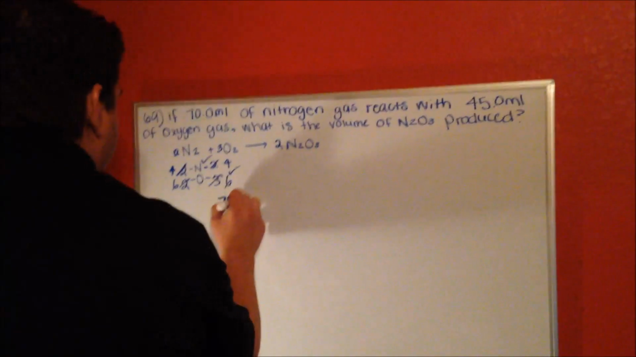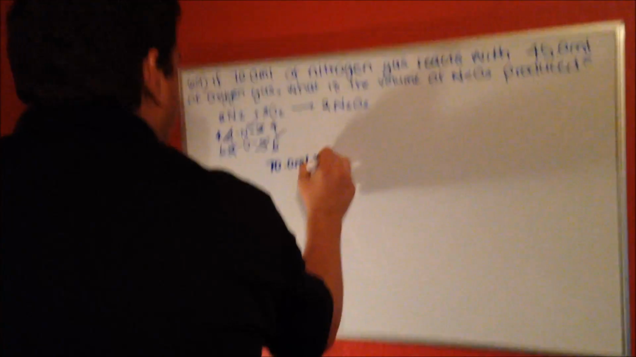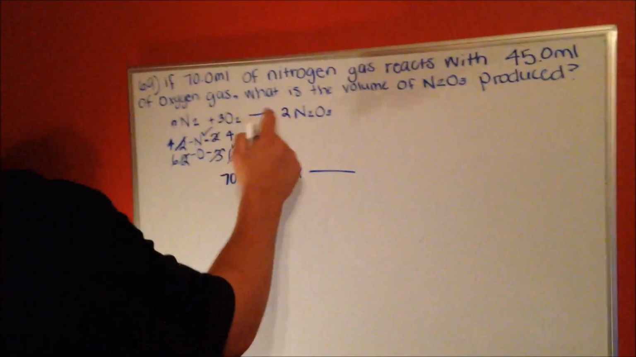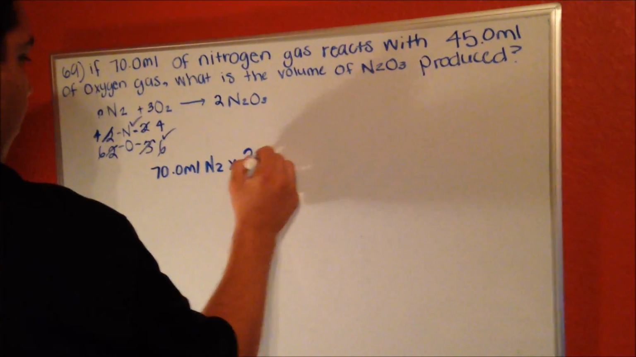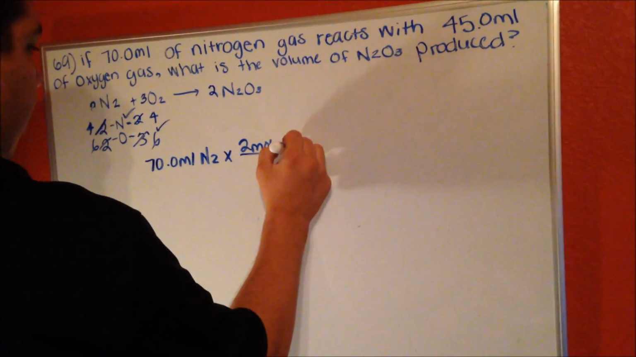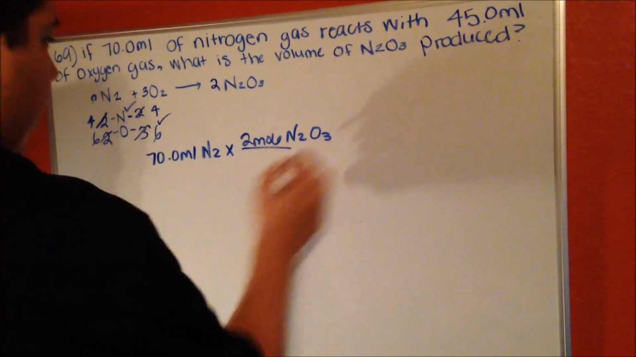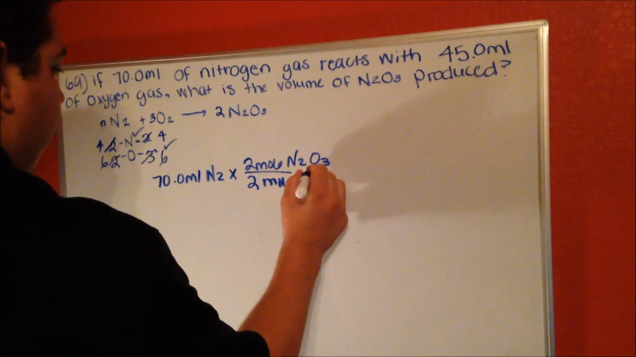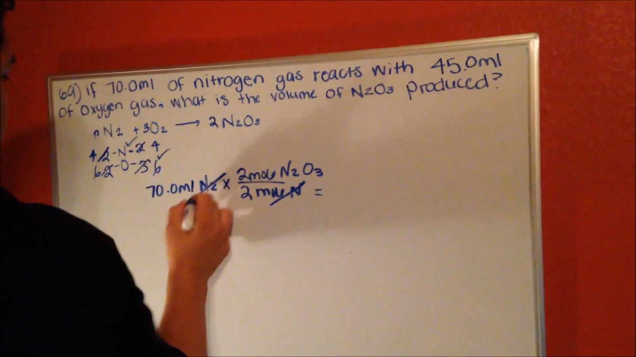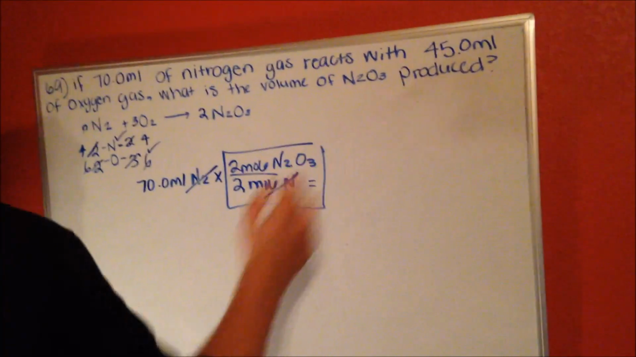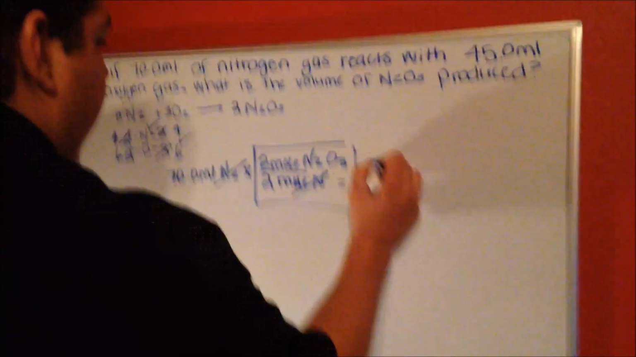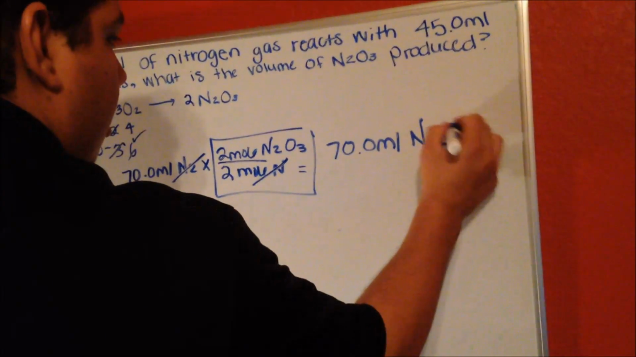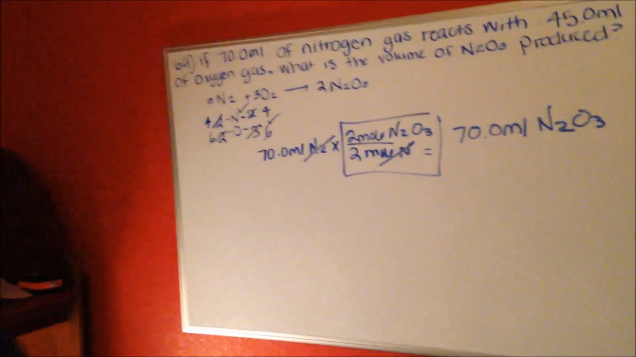So if we start with 70 milliliters of nitrogen gas, it's going to be a 2:2 ratio. So we're going to have 2 mole of N2O3, because that's what you're trying to find, and you have 2 mole of nitrogen, which is going to cancel out. Since this whole problem is 2 over 2, it's going to equal 1, so you're going to have 70 ml of N2O3.